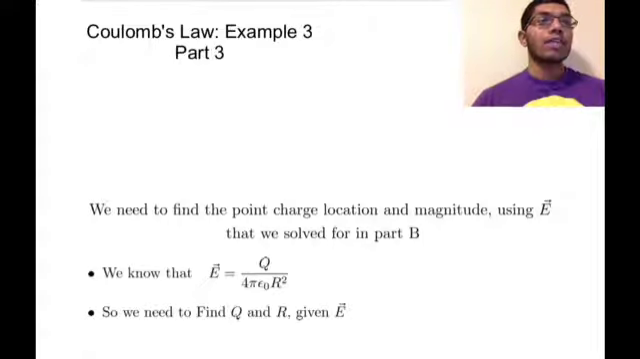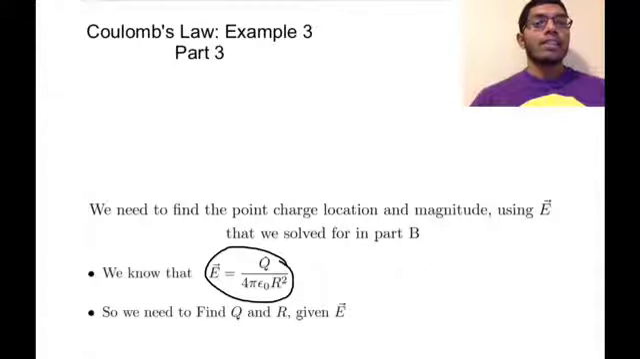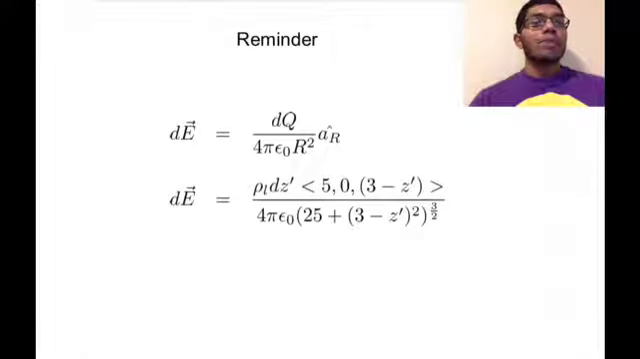What we're going to do here is find a point charge somewhere on the z-axis and its magnitude that would give us the same electric field magnitude and direction. We're going to do that with Coulomb's law. And just as a reminder, we're solving for Q and R. This is a reminder from the previous video on what we actually solved.